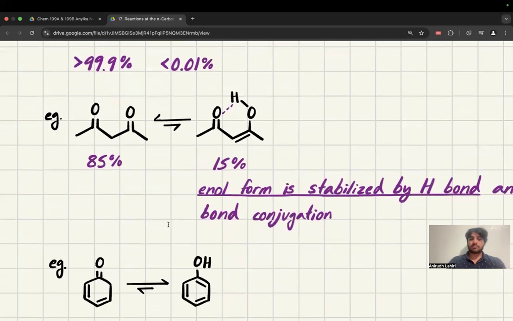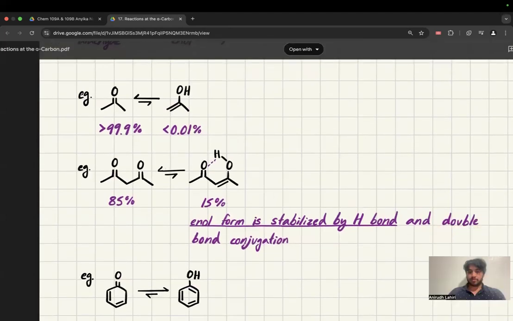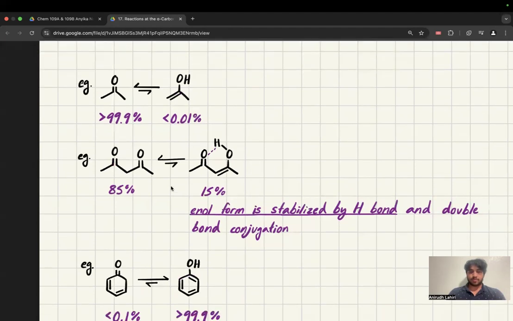Okay, the reason why we have this is because the enol form is stabilized by the hydrogen bond and the double bond conjugation. Cool.